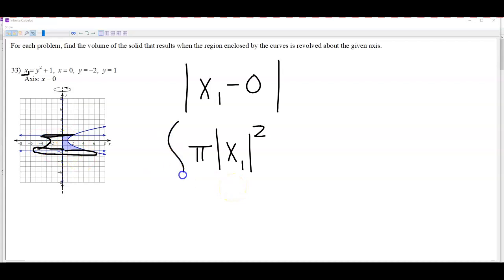And that would be found by doing an integral, but with respect to y, because it is a vertical axis of revolution. And when you integrate with respect to y, you go from bottom to top, so that's from -2 to 1. And once again, if you're punching this into your calculator, it's going to look like this.